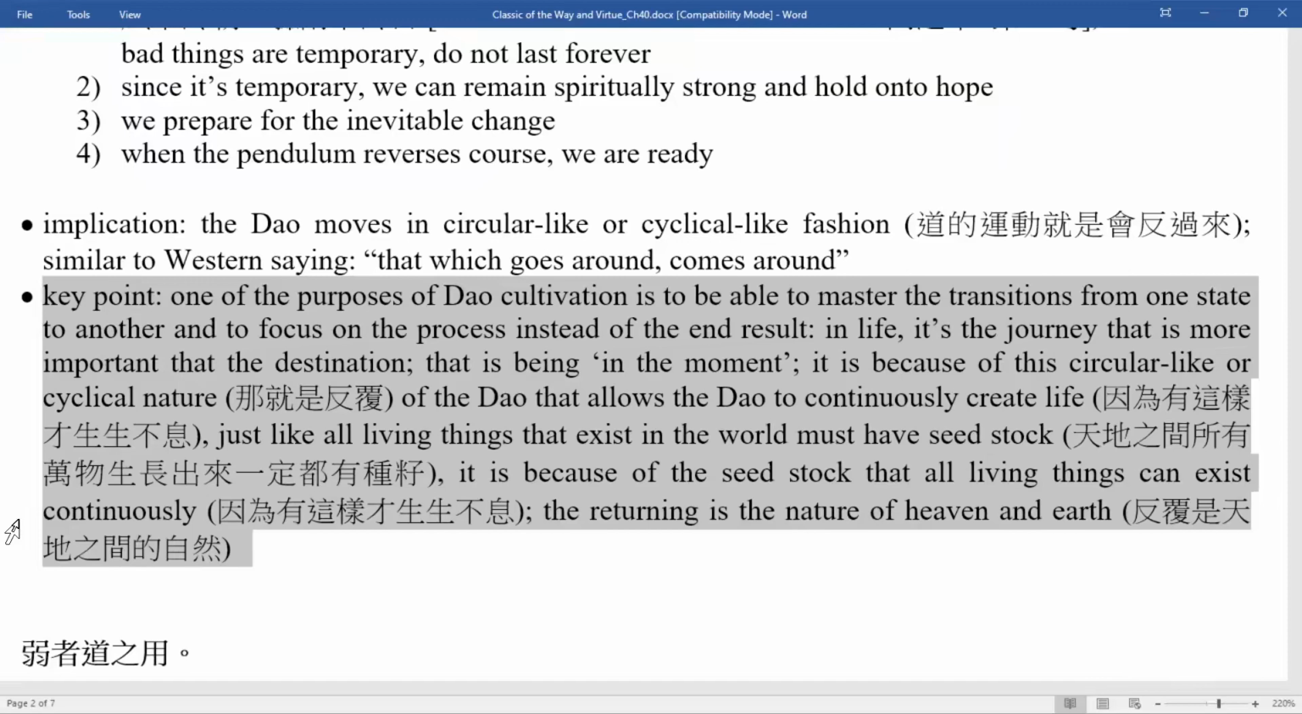It is because of this circular or cyclical nature of the Tao that the Tao can continuously create life. Just like all living things that exist in the world must have seed stock, it is because of the seed stock that all living things can exist continuously. So the returning is the nature of heaven and earth. So it's more about the journey, the process. That's being in the moment. That is having seed stock. Another way of saying it.